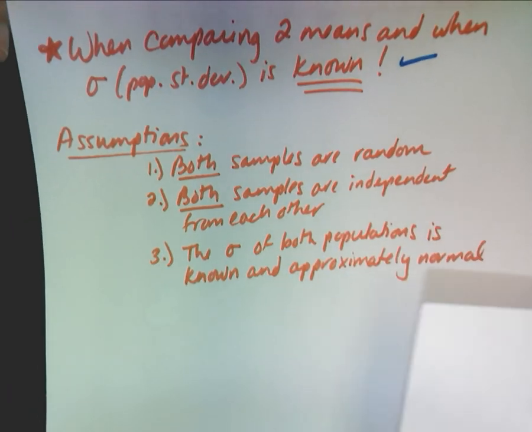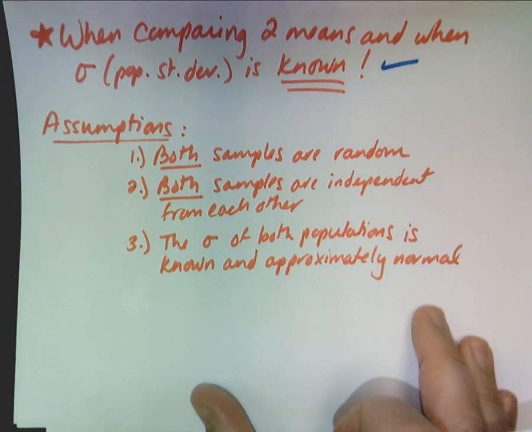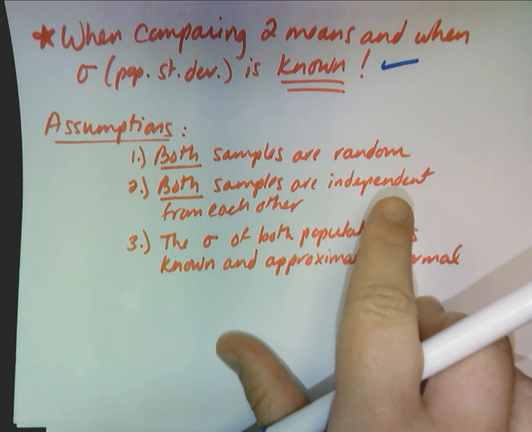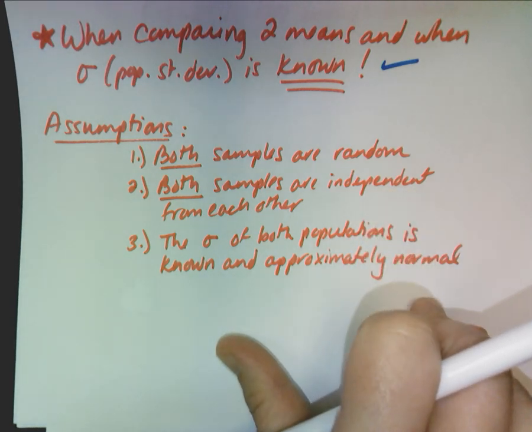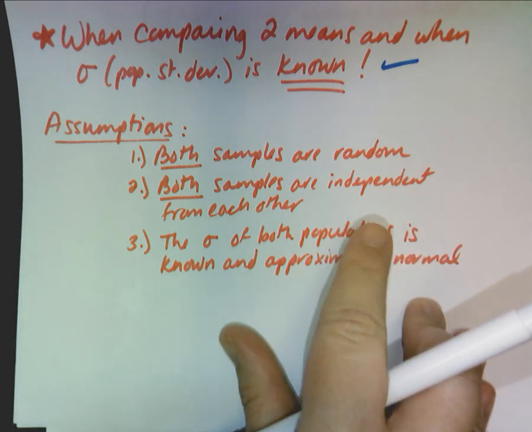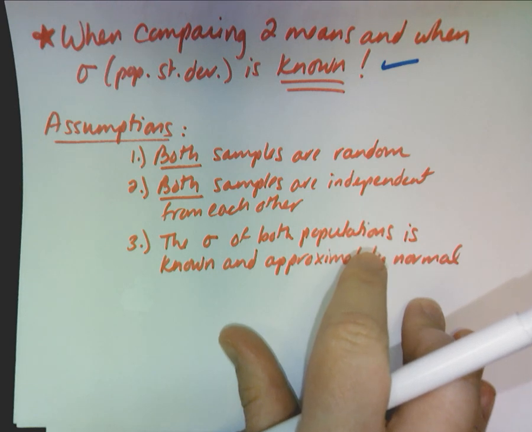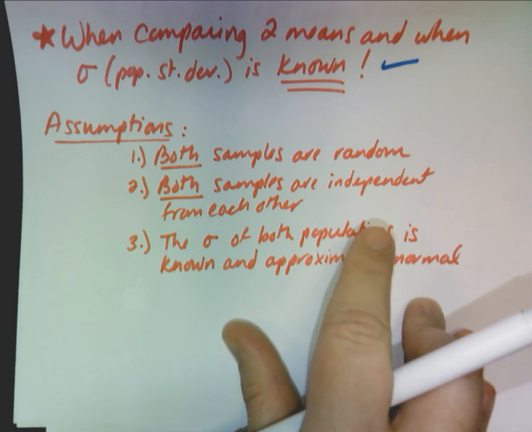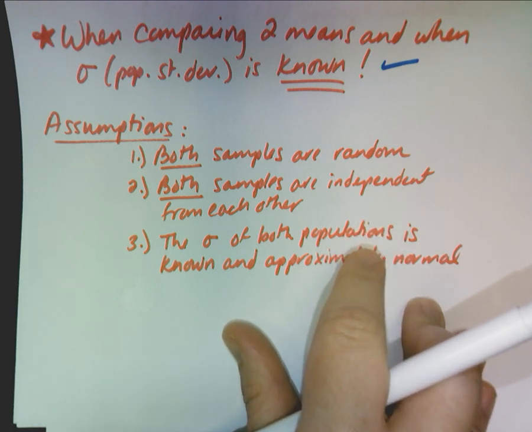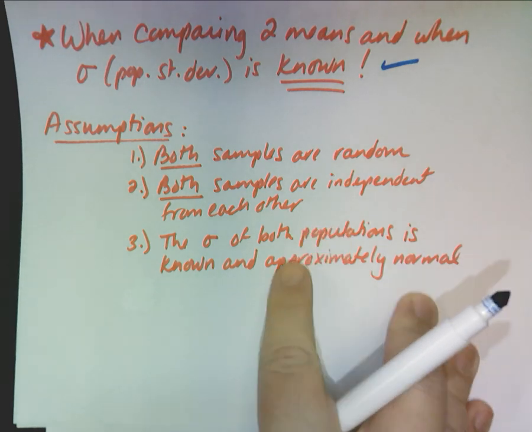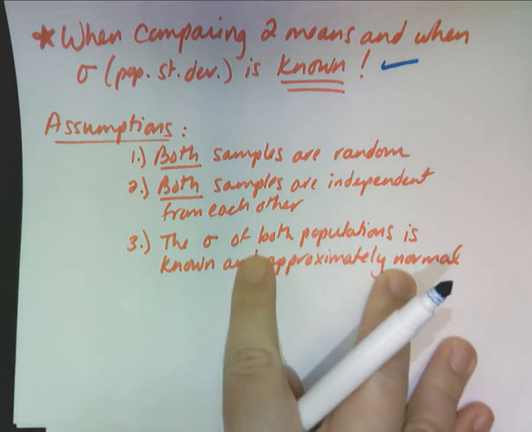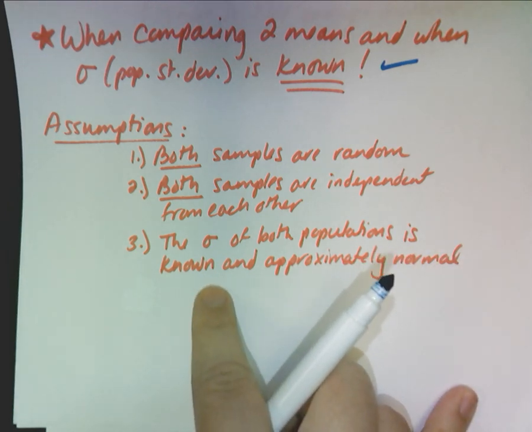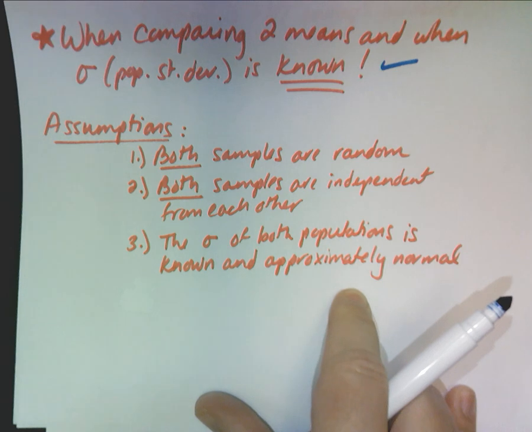All right, and some general assumptions. Both of the samples are random. So again, if I'm doing a project with males and females, I'm going to randomly choose males. I'm going to randomly choose females. Both the samples are independent from each other, meaning that I wouldn't want to choose a female who's decided to also be a male. You're trying to make them completely independent from each other. One group doesn't have anything in common with the other group. And the standard deviations of both the populations are known, okay? You have to know them both, and they're approximately normal. Then you use the z-test.